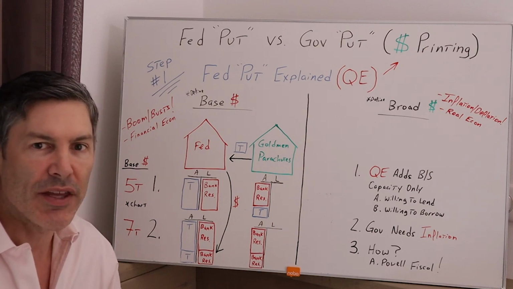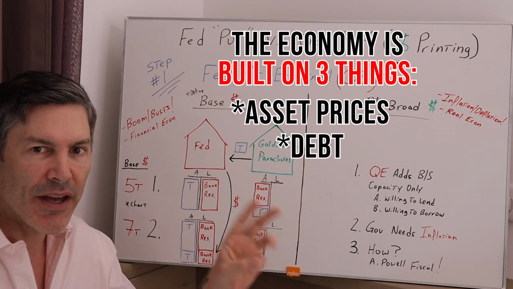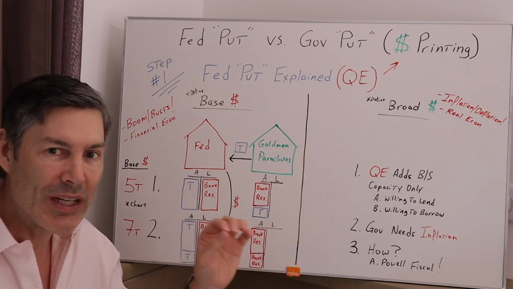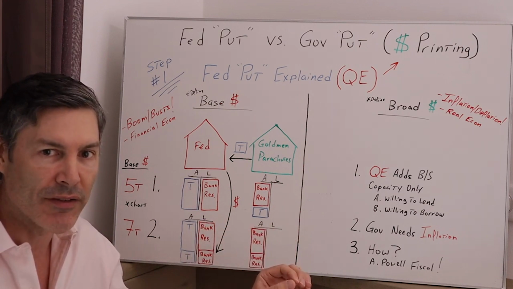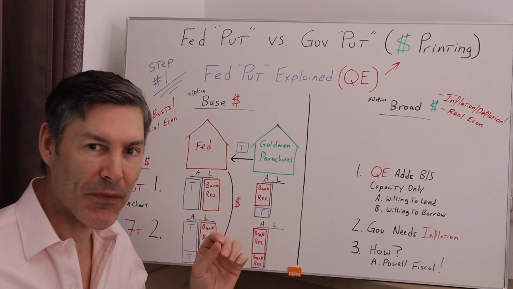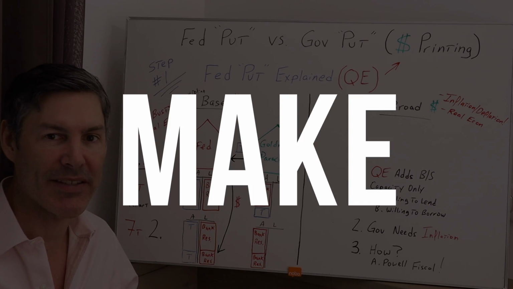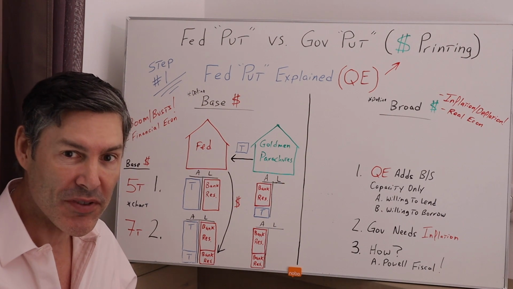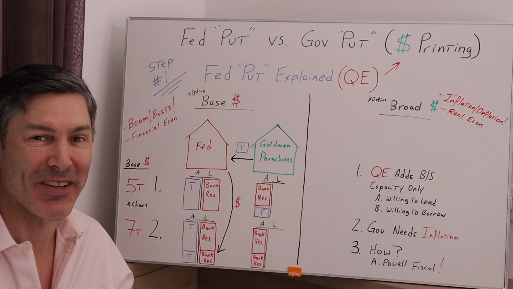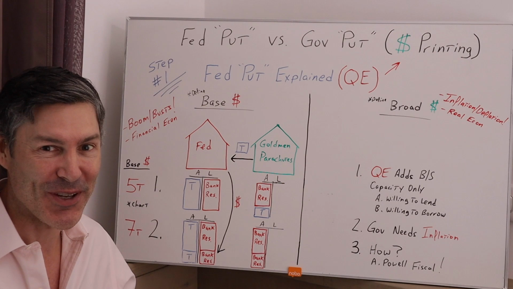I always say the economy is built on three things: asset prices, debt, and confidence. So when we look at the Fed put or the government put, we need to look at it through that lens. When you understand they have to keep asset bubbles inflated and create inflation, everything that Powell says or the Fed does starts to make sense. This assumes they're benevolent and they know what they're doing. And of course, that is a huge assumption. More on that later on in this video.